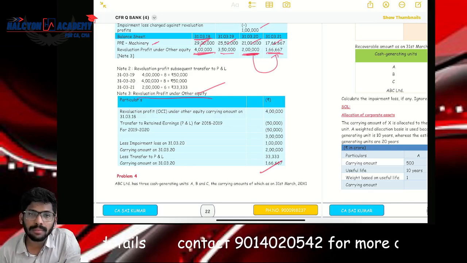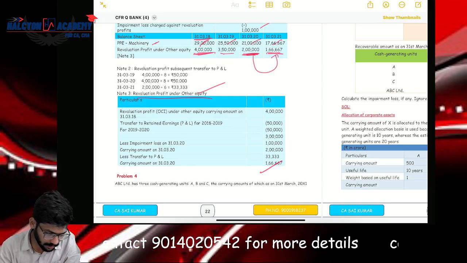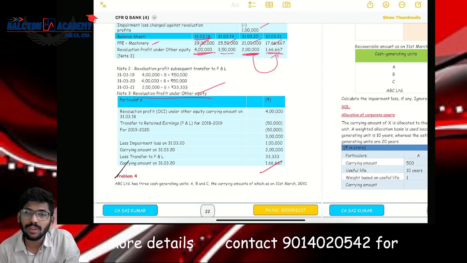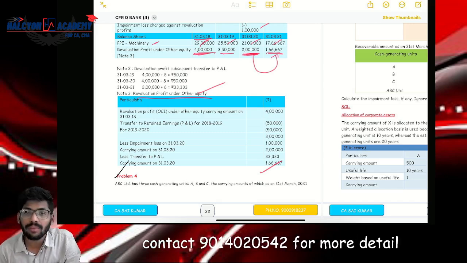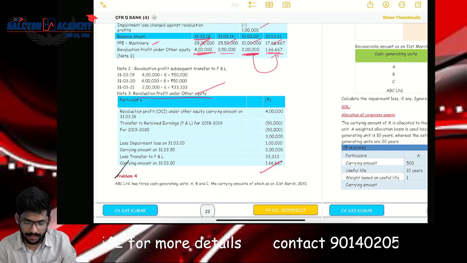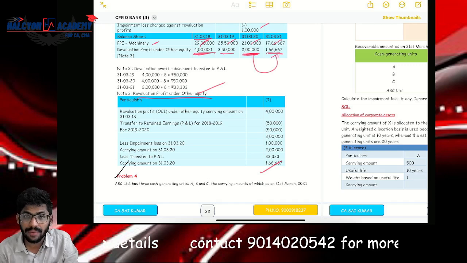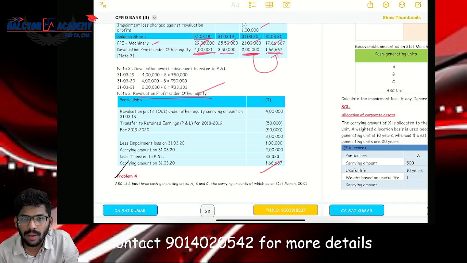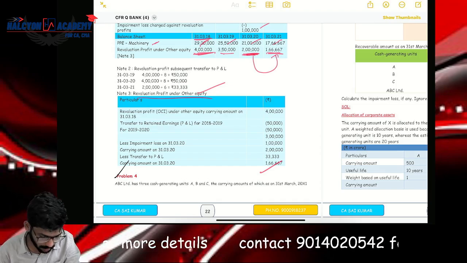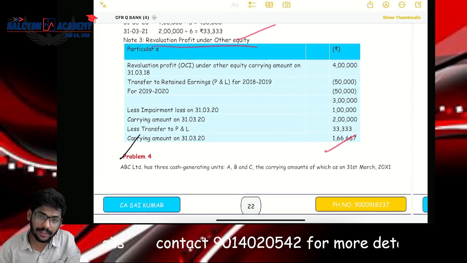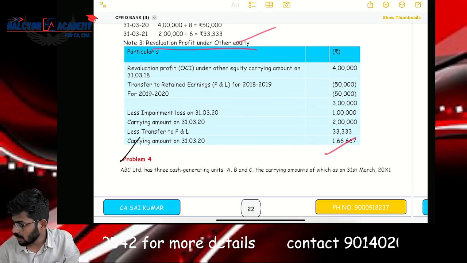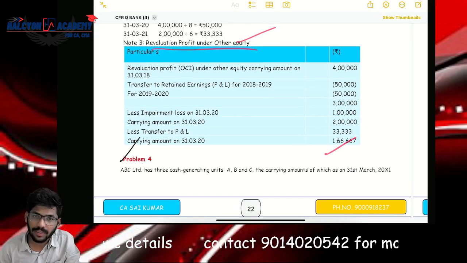So next, problem number 4. We are done with the 3 problems, very simple problems. Question number 4 is very important. This is a CA final level question. Almost 3 to 4 times this question came in previous CA final exams. So that is the importance of the question. We already discussed this concept, everything. Pay attention to this question.